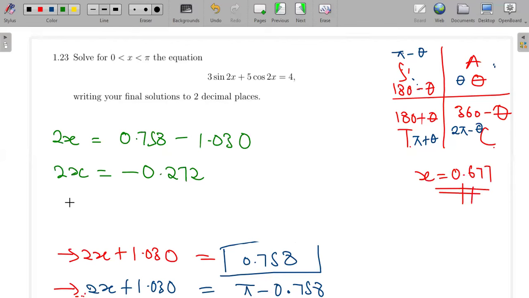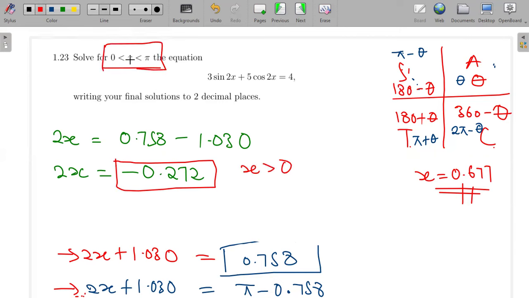Okay, so meaning here, what would be my x? Or maybe before you even find the x, we notice here that we get a negative value. So it means when I divide by 2 on both sides, I'm going to get x, which is negative. But that's contrary to what they said the range of x should be. They said x should be greater than 0. This means x is greater than 0, but it should be less than pi.